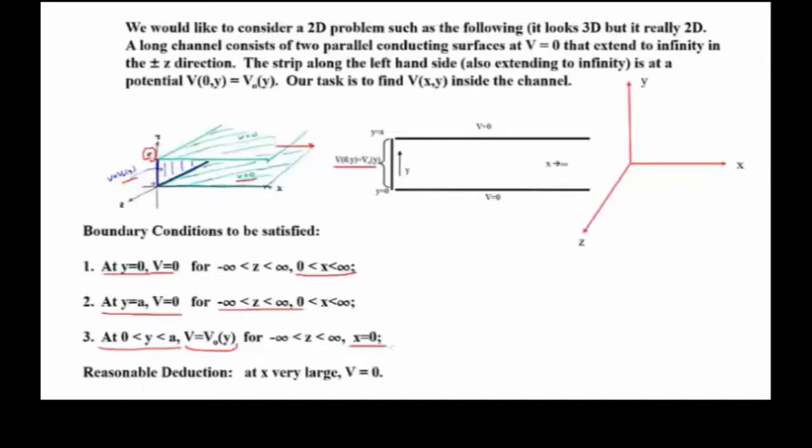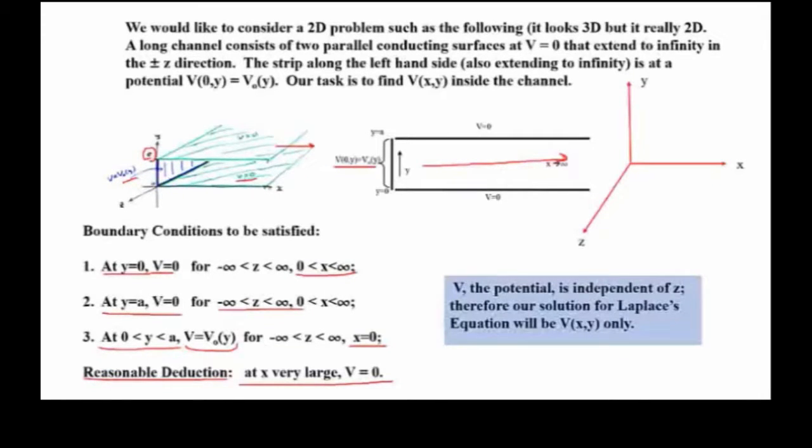There's a reasonable deduction, which actually is pretty important, that we're going to make. And that is, as you go farther and farther away from this plate, you're in this channel. If there's any charge out here, you don't see it. And so what happens is the potential should go to 0. So at very large x, we should have V equals 0.